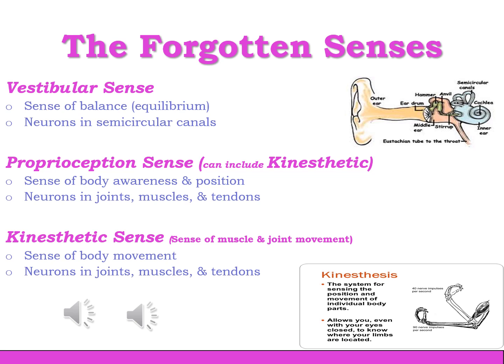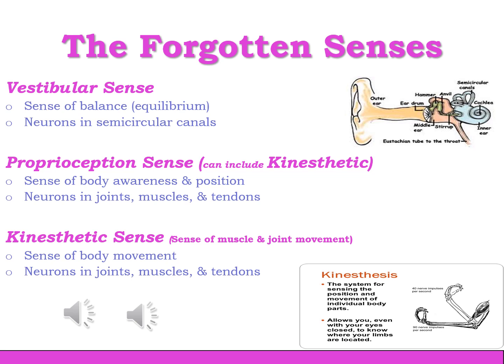Now let's consider the sense of proprioception, which can include, depending on the speaker, the kinesthetic sense or not. If you look at the diagram on the right, you'll see the forearms. There are receptor cells, neurons, in your muscles and in your joints and in your tendons. That gives a sense of muscle movement and also body awareness.